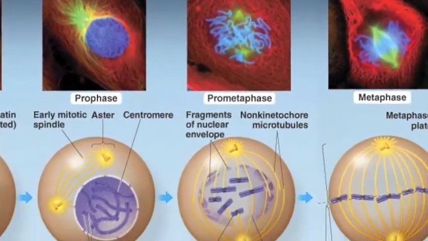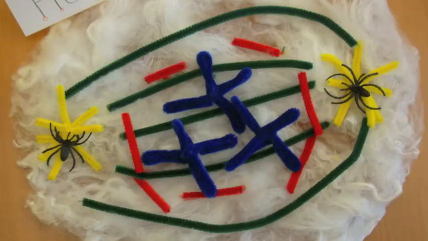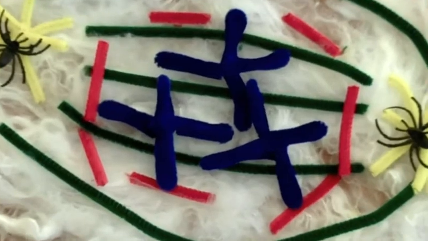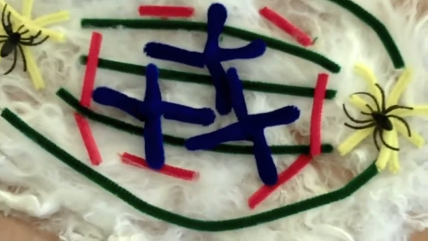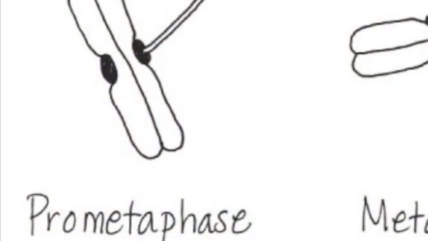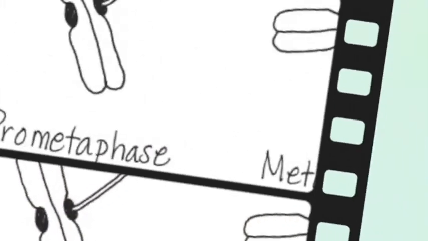Next is prometaphase. The nuclear envelope fragments. Chromosomes have become even more condensed. Microtubules extend from each centrosome into the nuclear area. Each of the 2 chromatids of each chromosome now has a kinetochore.